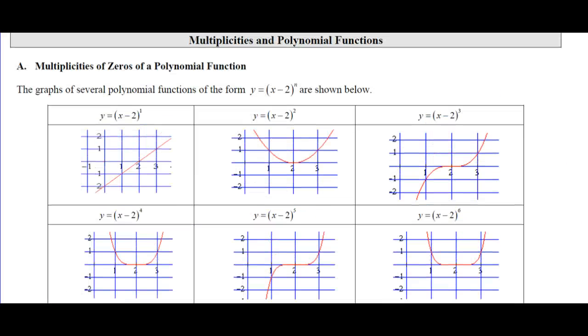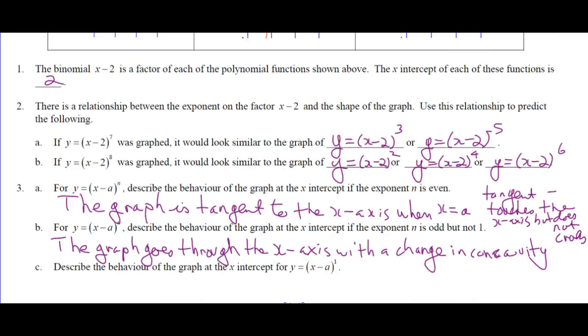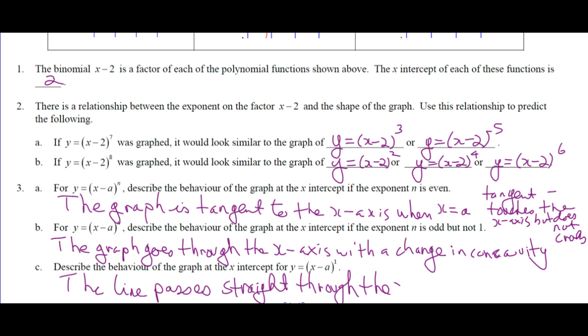So what's it do right here? Passes straight through, right? Not changing direction. There's no curving going on, it's just a straight line going straight through. So when the degree is 1, the line is just going to go straight through the x-axis at x equals a. So the line passes straight through the x-axis when the value of x is equal to a.